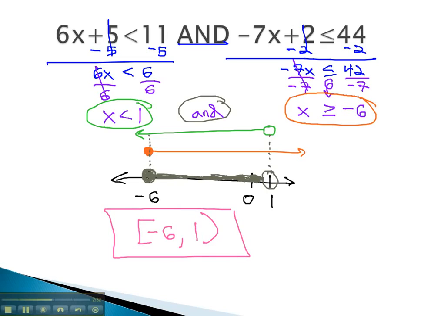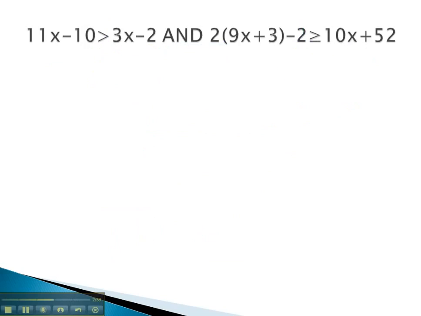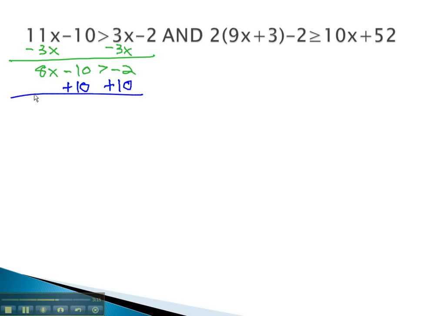Let's take a look at a problem that's a little more involved, where we do this exact process again, looking for the overlap when both inequalities are true. In this problem, we must start by getting the variables on the same side, by subtracting 3x from both. We get 8x minus 10 is greater than negative 2. Next, we can add 10 to both sides to get 8x is greater than 8. Finally, dividing both sides by 8, we end up with x is greater than 1.